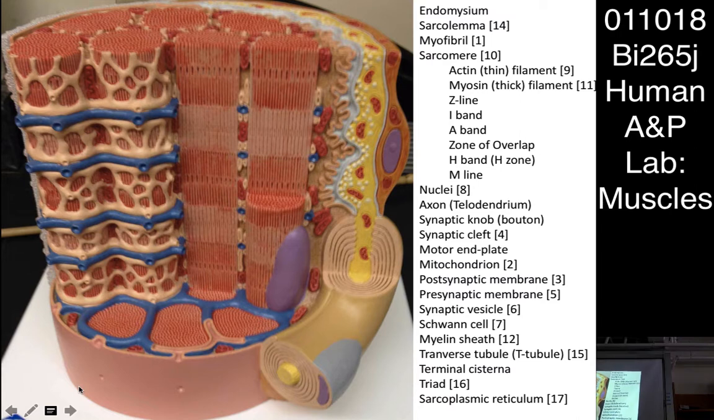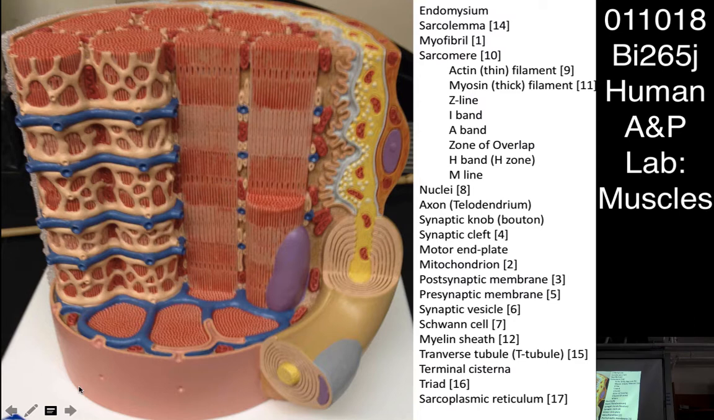So the exterior of the model is meant to be the plasma membrane of the muscle fiber. And in a muscle fiber, it has its own unique name. The Greek prefix S-A-R-X, sarx, is the word for meat. So sarco, S-A-R-C-O, is the prefix that refers to muscle. So the sarcolemma is the plasma membrane in a muscle fiber. Make sense?